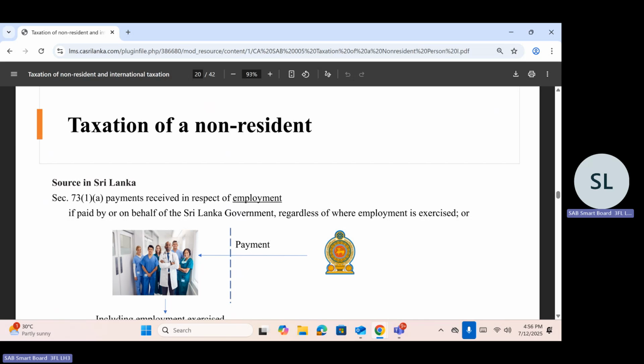Say they are employed in Sri Lanka. A company abroad is setting up employees in Sri Lanka, and the employees are working for that particular company. So employment is exercised in Sri Lanka. They may be paid outside Sri Lanka, but regardless of the payment point, it shall be derived as a source in Sri Lanka. A non-resident person having a source in Sri Lanka is chargeable for Sri Lanka tax. And if the Sri Lanka government makes the payment, it shall be treated as a source in Sri Lanka.